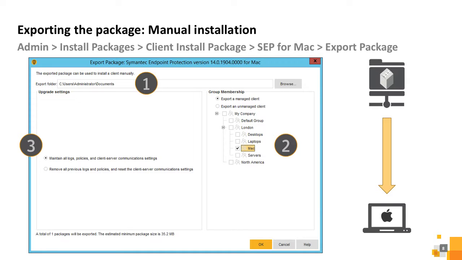You can choose to save the package on the SEPM or on a network share. Next, select Export a Managed or Unmanaged Client and select the group to which the clients belong. If you are upgrading, you can select Maintain All Logs, Policies, and Client-Server Communication Settings. After you complete your settings, click OK to export the client.